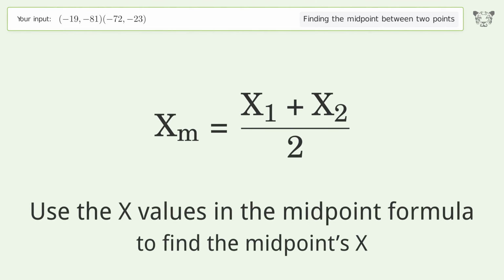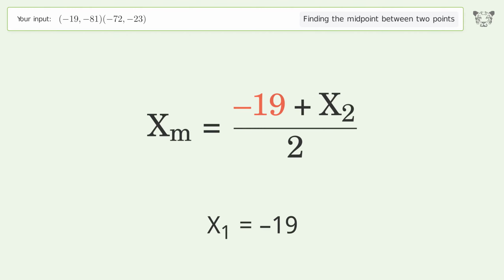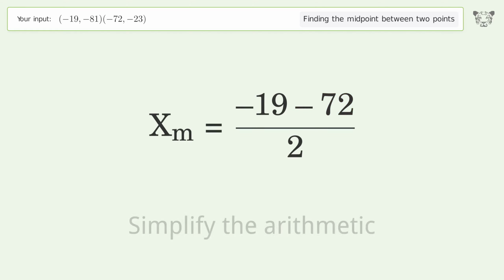Use the x values in the midpoint formula to find the midpoint's x. x1 equals negative 19. x2 equals negative 72. Simplify the arithmetic.